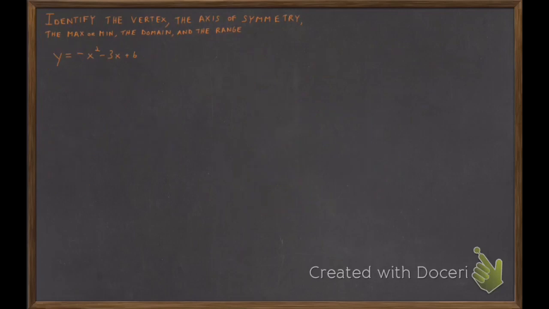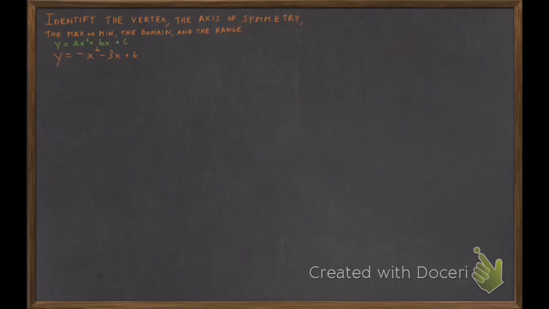Alright, so we'll try another example. Again, we're going to try to find the vertex, the axis of symmetry, the max or the min, the domain, and the range of this now quadratic function. First thing we want to do is write our standard form, just so that we know where our a's, b's, and c's are. So it's ax squared plus bx plus c.